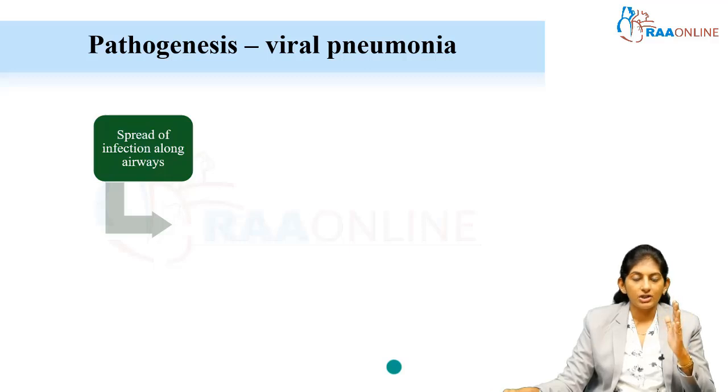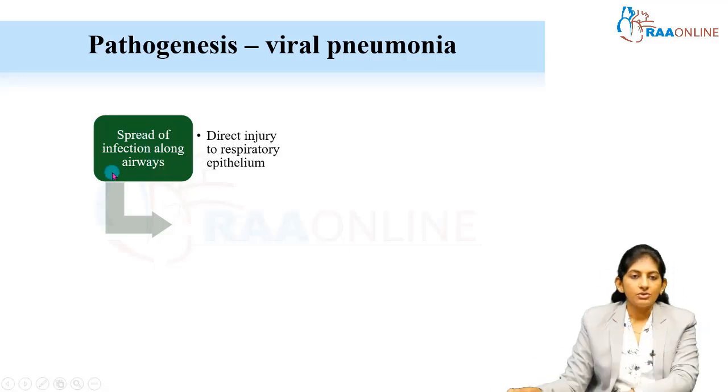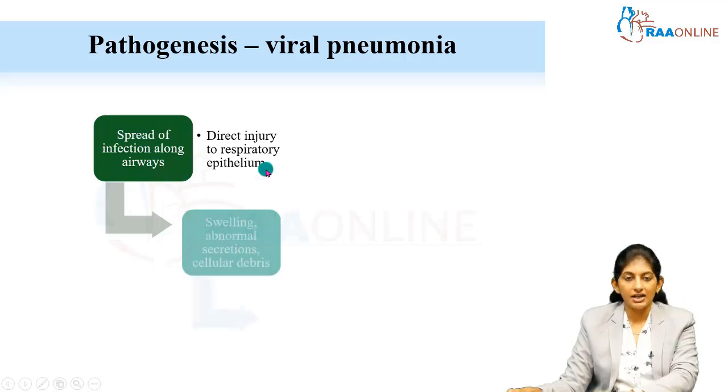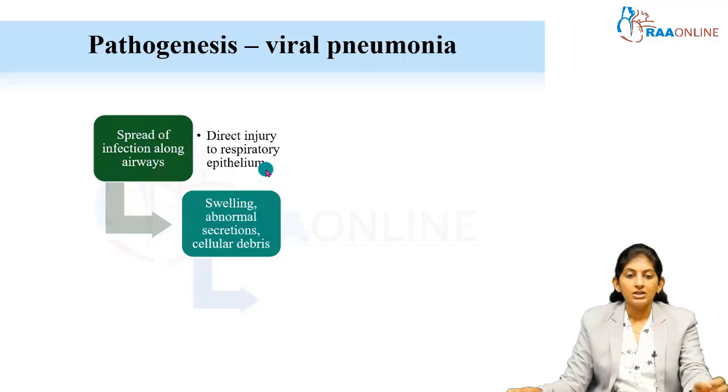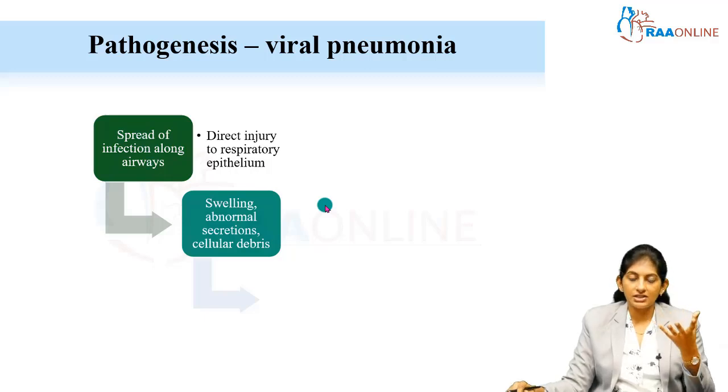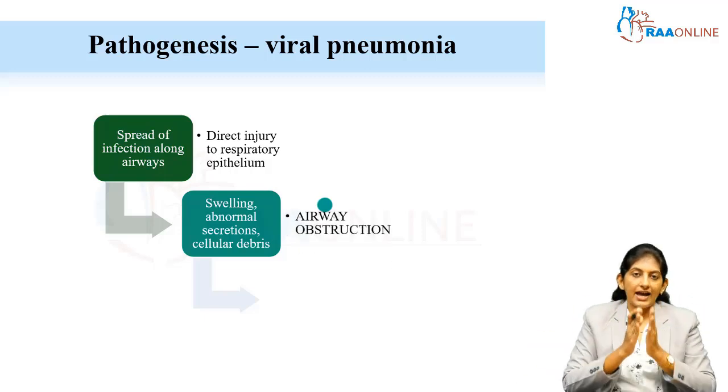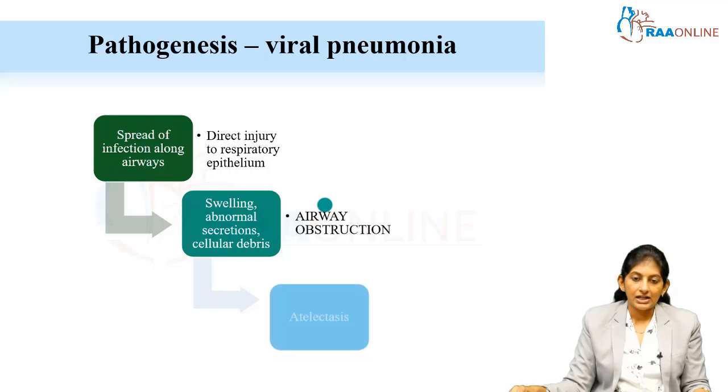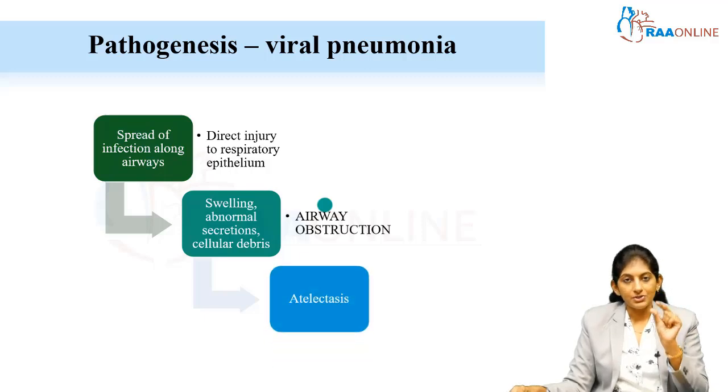Usually viral pneumonia spreads along the airways. So the infection usually spreads along the airways and it causes injury to the respiratory airway epithelium. So what happens when the epithelium is affected? It results in necrosis. So cellular debris is there. Some secretions can be present. Mucus hypersecretion can be present. Because of that, the airway gets obstructed. And because of this obstruction, it can result in atelectasis.